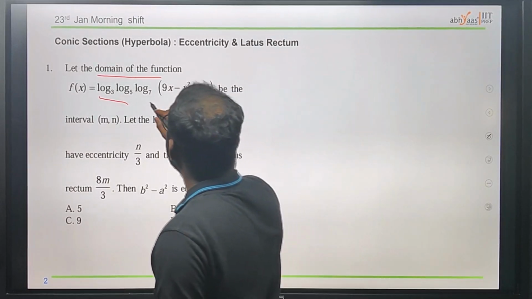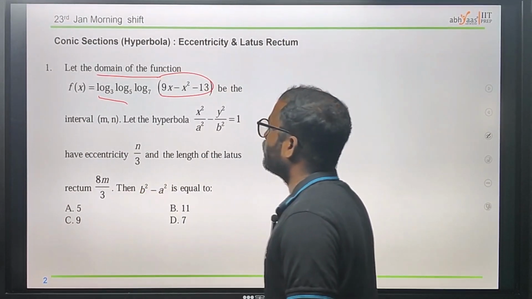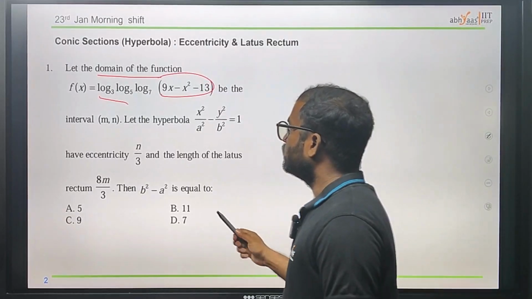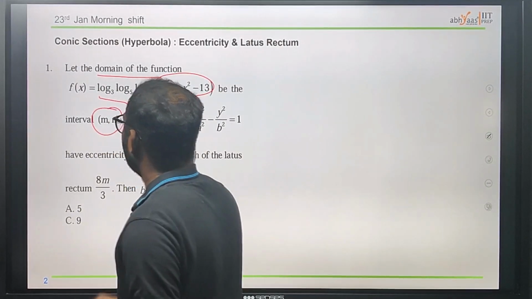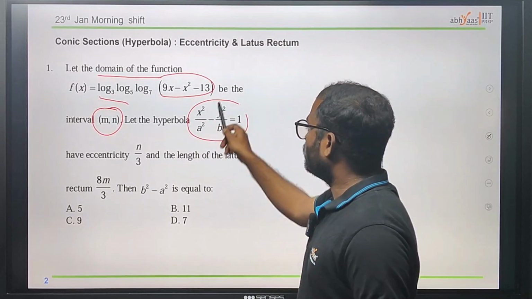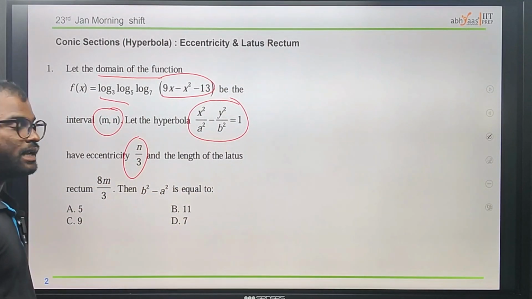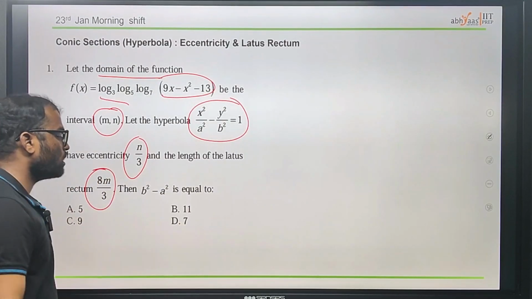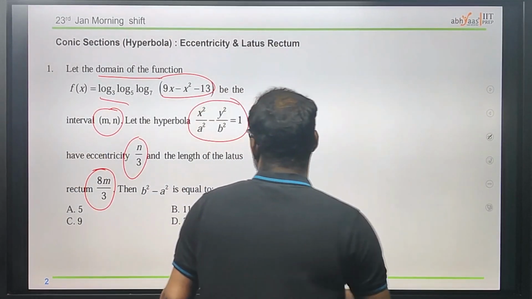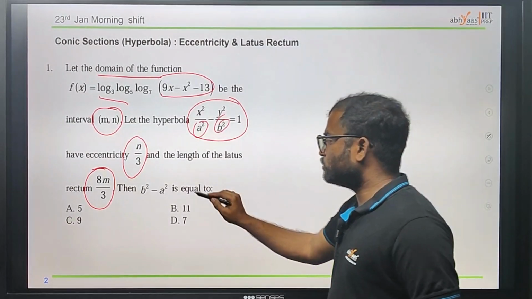Which is log 3, log 5 and log 7. They have given this one. Using this, first we need to find the domain of this function, which will give us the interval. After finding the domain, we move to the hyperbola, which has eccentricity n by 3 and the length of the latus rectum is 8m by 3. After that, we can easily find the values of a and b, like a square and b square, in order to substitute them.